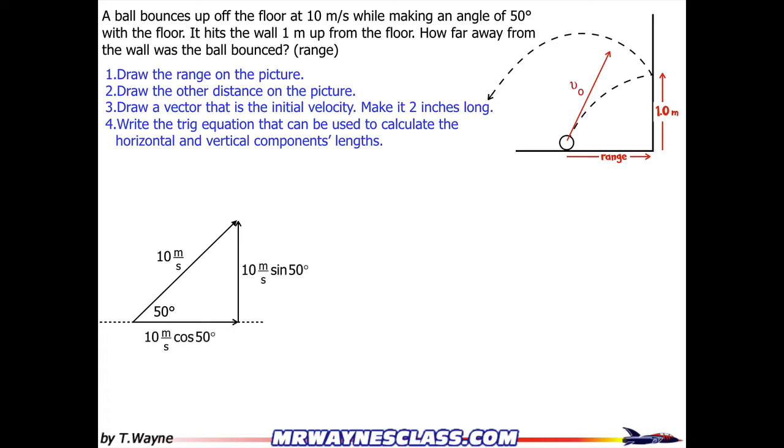Now in projectile motion, it's not always true that cosine's horizontal and sine's vertical. It's just in this case. If you always use trig to figure this out, you will always get the right answer.